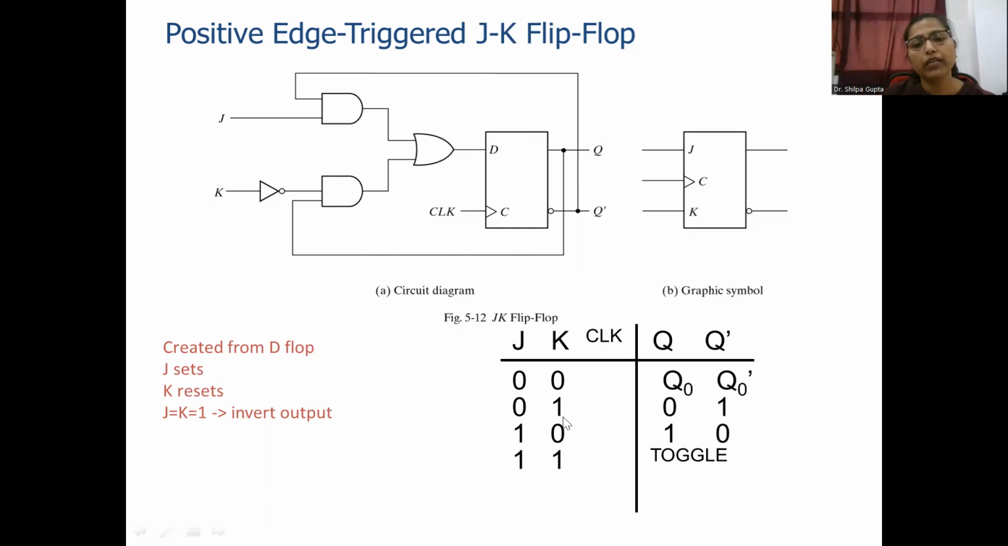If J is 0 and K is 1. J is 0, again this AND gate will produce 0 output, and K is 1. This AND gate will also produce 0 output. So both 0 plus 0 is 0, and whatever is at D will be at output. So output would be 0.